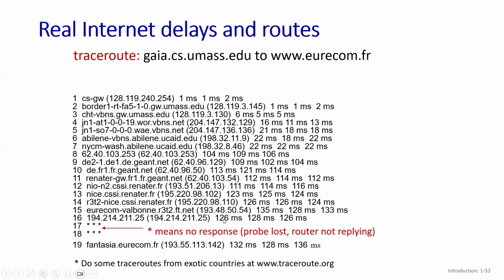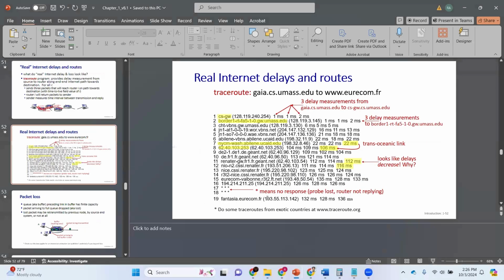from 1 millisecond, the delay went up to 26 millisecond and 128 millisecond. And then eventually it's 132 millisecond before it reaches the destination. If in your output you see a star, it basically means that there is no response coming from that router. Either the probe is lost or the router is configured not to reply back to this. Let me show you this in real time as well.